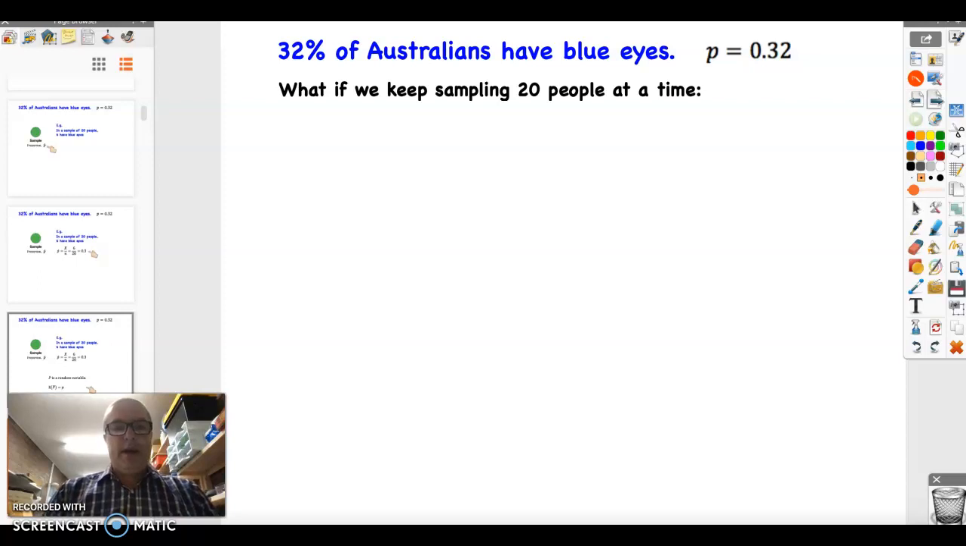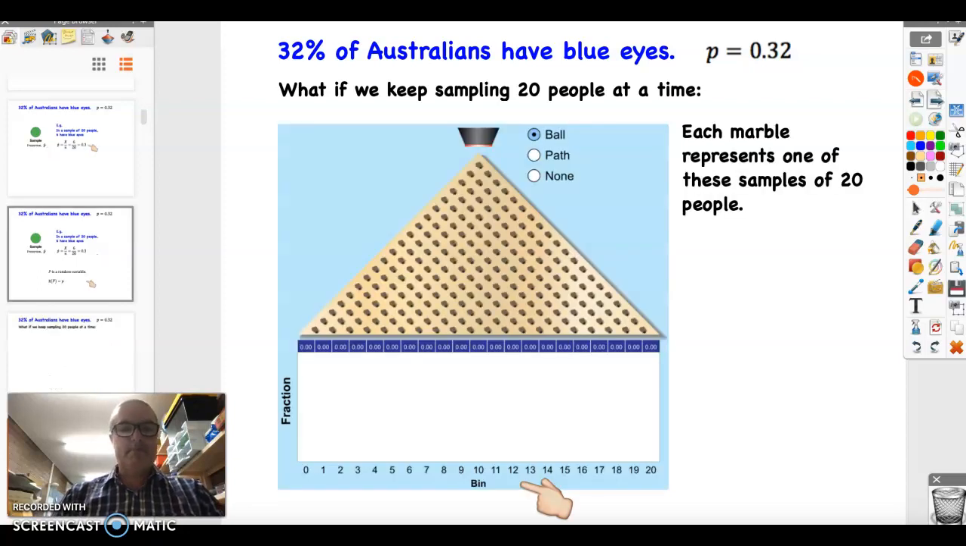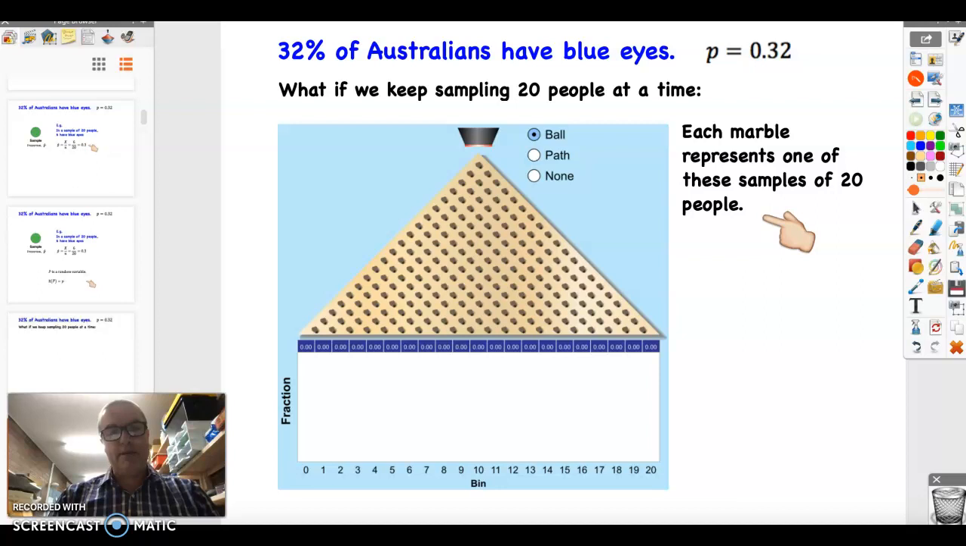So let's have a look at what happens when we take lots of samples. What if we keep sampling 20 people at a time? You might have seen this contraption before. We're going to drop a marble through the machine, and it hits the pegs and falls left or right. It's important to understand that each marble represents one sample of 20 people. When that marble bounces to the right, there's a person with blue eyes in that sample. When it bounces to the left, there's a person without blue eyes in that sample.